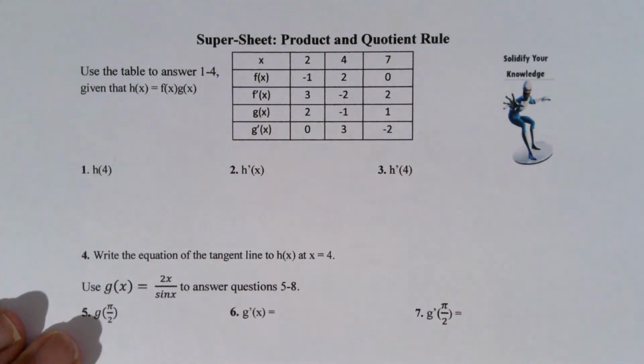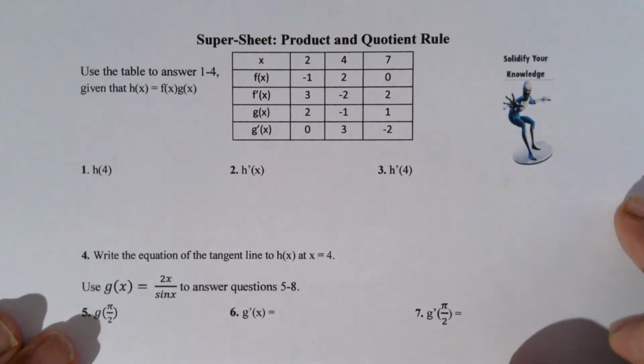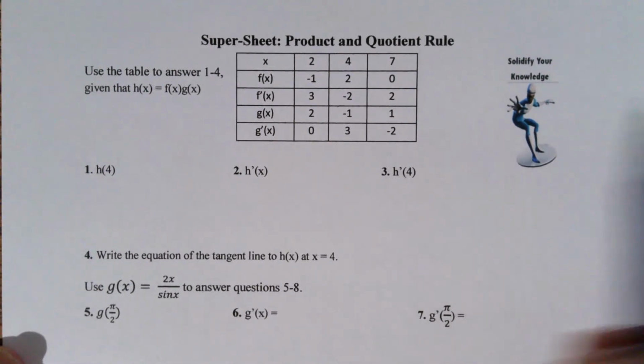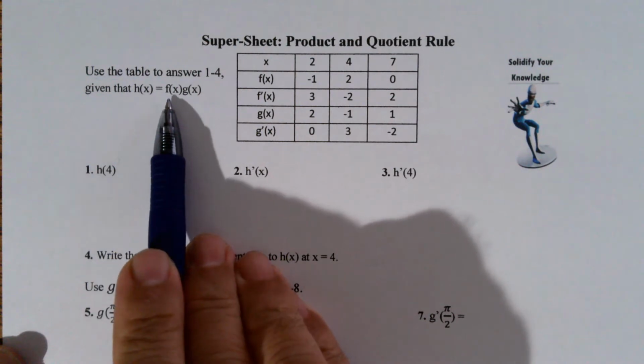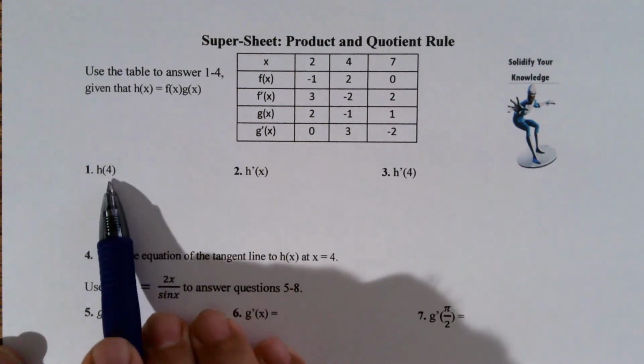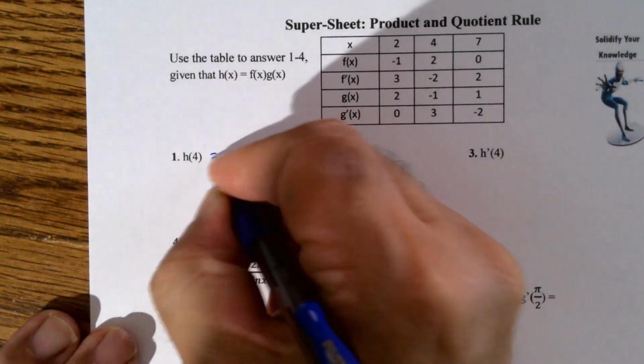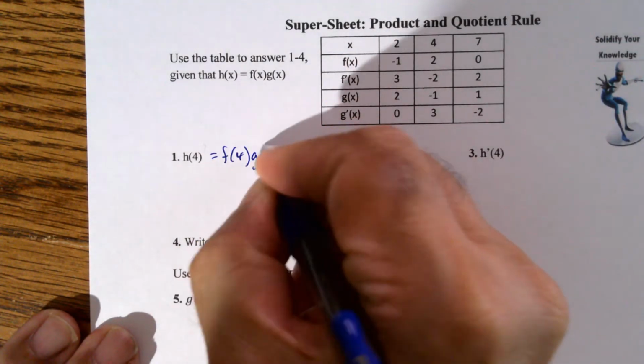All right, this is page 106. This was a homework assignment. I'm going over the answers rather. All right, so you're given h of x equals f of x times g of x. This is asking for h of 4, so that means I am finding f of 4 times g of 4.